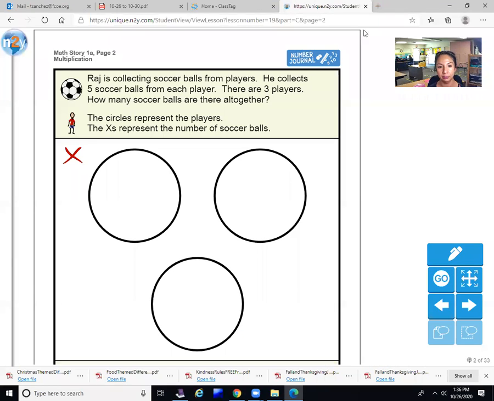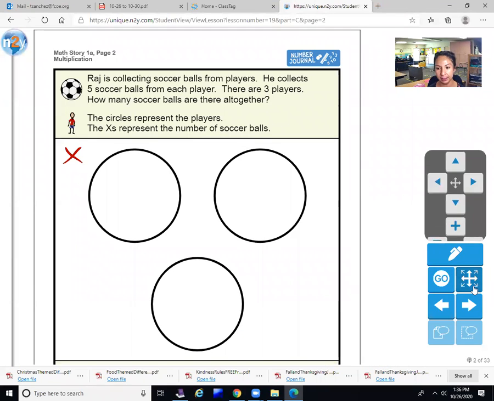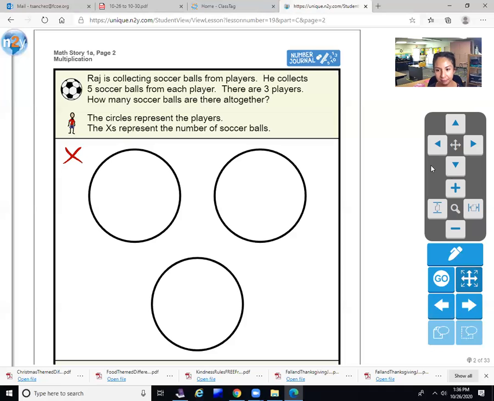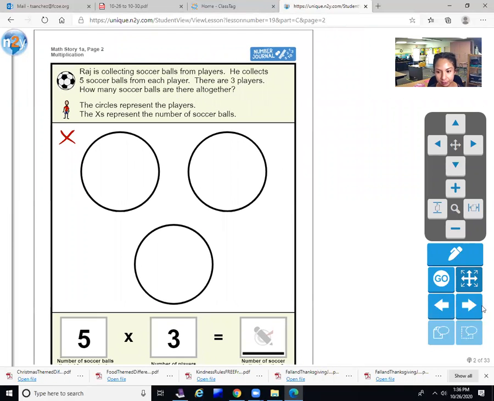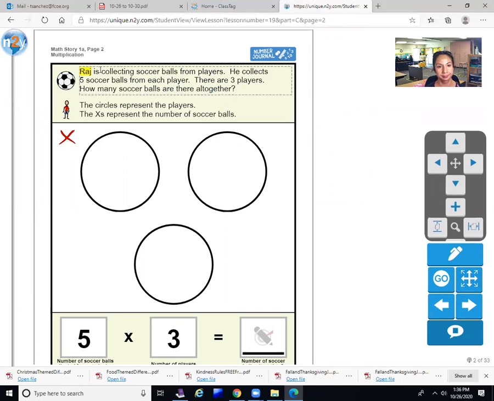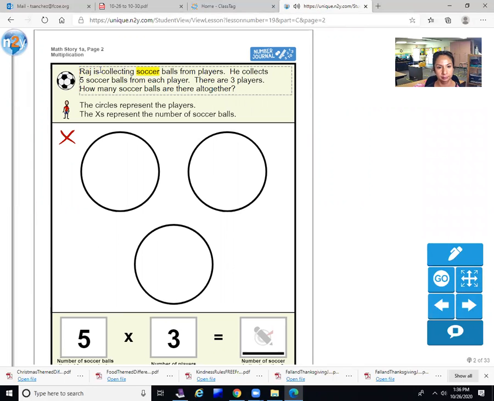Okay, so we are going to do the same thing with different objects. So we're not talking about cookies. We're talking about sports, since our theme for the month was sports and movement. So let's read the first story. Raj is collecting soccer balls from players. He collects 5 soccer balls from each player. There are 3 players. How many soccer balls are there altogether?